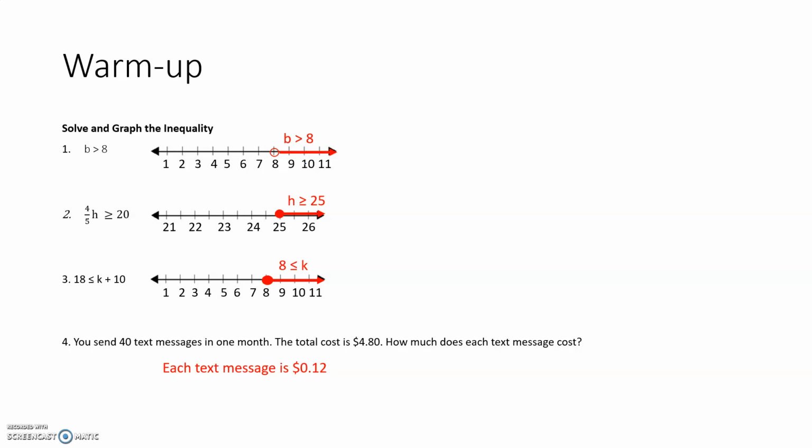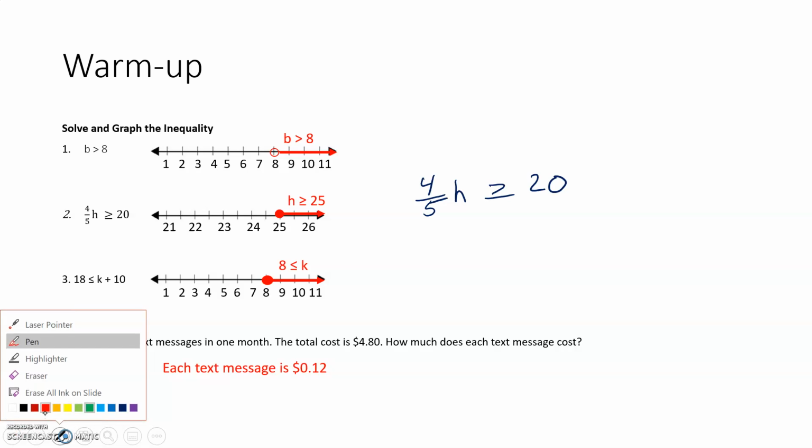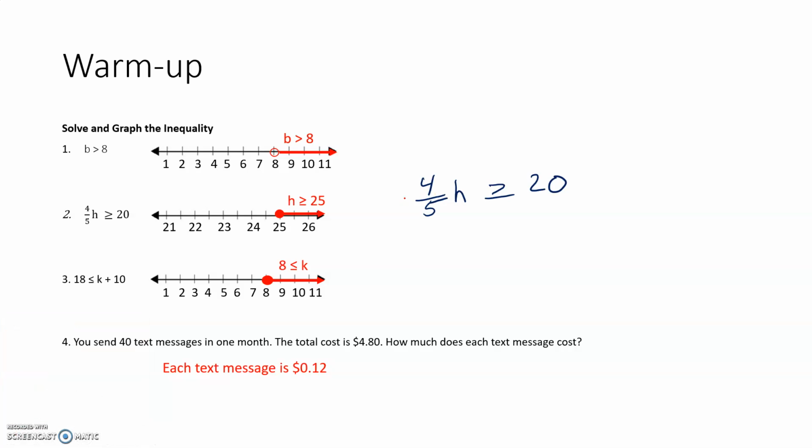All right. Number two, 4/5 h is greater than or equal to 20. This one I am going to have to solve. So I'm going to multiply both sides by the reciprocal of 4/5, which is 5/4.